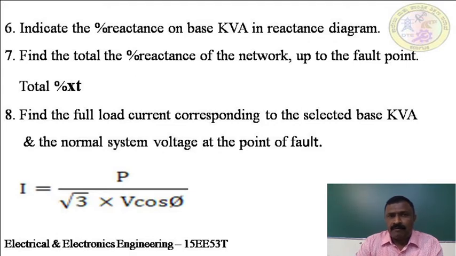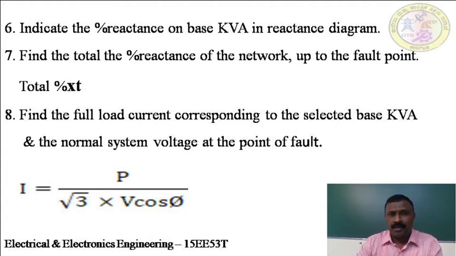7th point, find the total percentage reactance. For this we call it the resultant reactance up to the fault point. So this can be denoted as percentage XT or the percentage X total, or we can also call it the percentage X resultant.